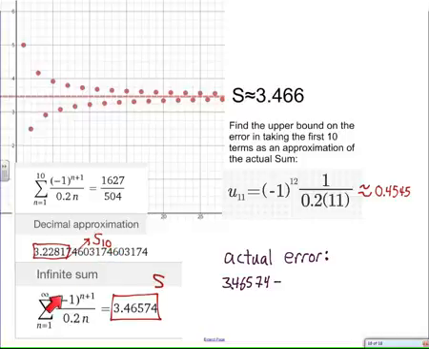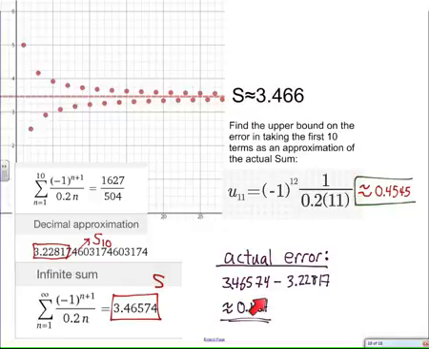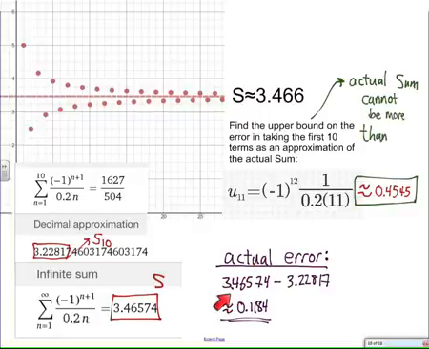Now according to Wolfram, the infinite sum is actually around 3.46574. So to estimate how far off the partial sum is to the actual sum, if I'm going to the partial sum s sub 10, then I will find u sub 11, that is the 11th term in the sequence. U sub 11 turns out to be about 0.4545. Now, this is something we won't be able to do, but I can calculate the actual error. The actual error is only about 0.1184.